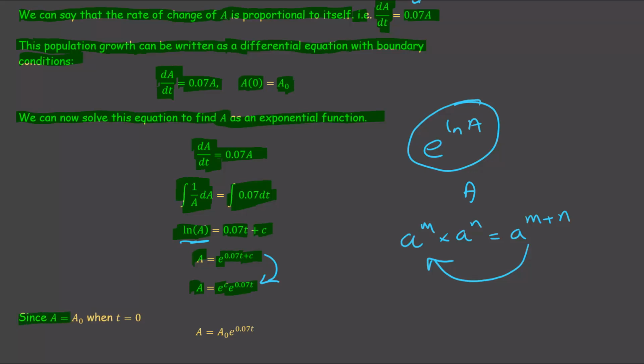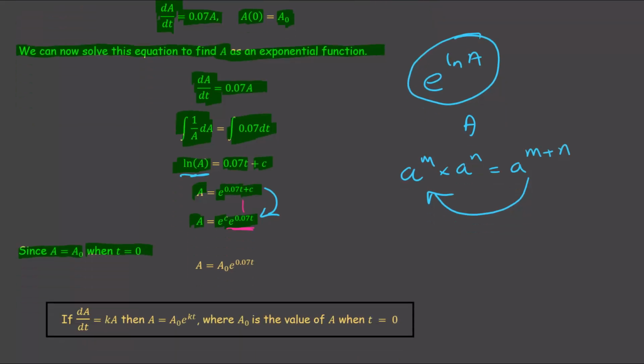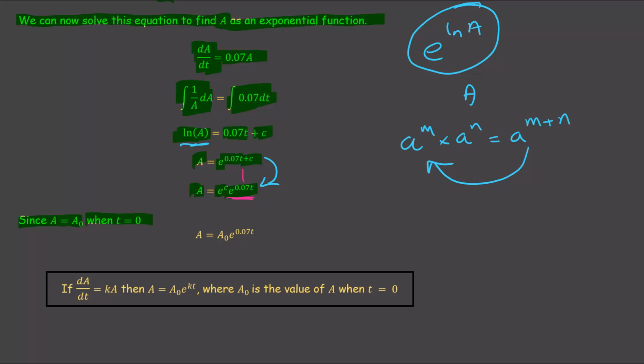Since A is A naught when t is equal to 0, note when t is equal to 0, this part is just equal to 1, it's e to the 0. And so we get that e to the c is equal to A naught, and therefore we end up with A at any time t being equal to A naught, that's the value at the beginning, times e to the 0.07t.